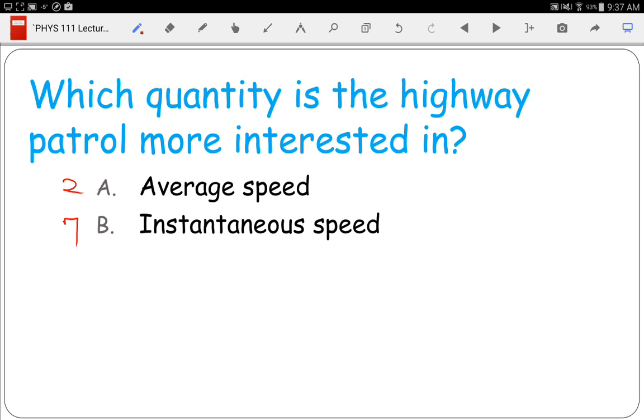You guys, anyone here from California besides me? No, okay. But they're going to take your money. If they can find you going over the speed limit, they don't care how long you were going over the speed limit. You were doing 50 in a 30 zone. I don't care if it was for 2 seconds. So they're more interested in that instantaneous speed.